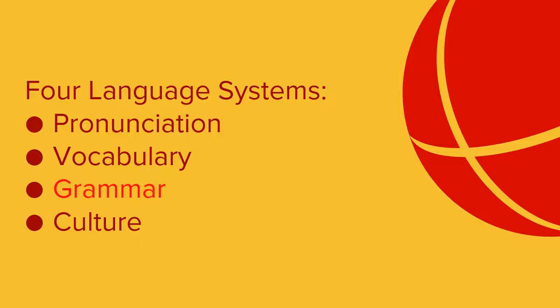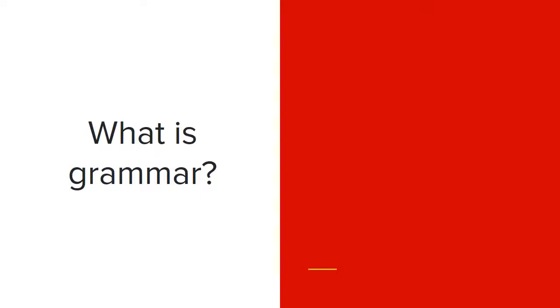Grammar is one of the 4 language systems, along with pronunciation, vocabulary, and culture. The more instructors understand how the grammar of English works, the better they'll be at explaining it to their students. There's lots of different ways to define grammar, but here is one key way to think about it. We often think of grammar as rules that control how words are formed and how sentences are formed.